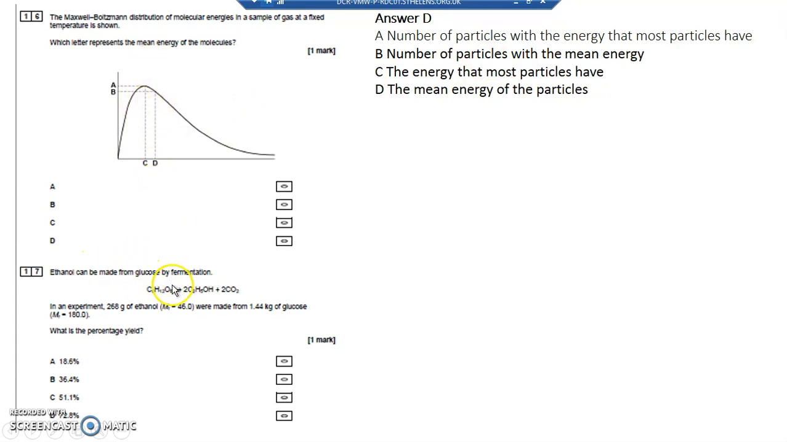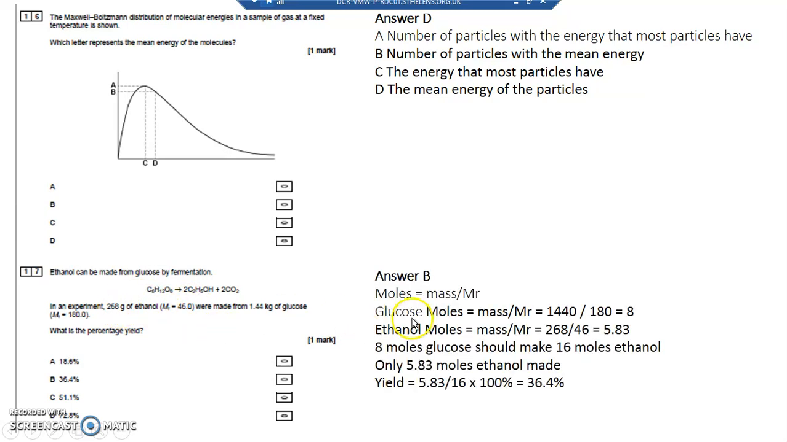Ethanol can be made by glucose fermentation. I've been given a mass and an MR of each, so I need to work out number of moles of each. Moles is mass divided by MR. So for moles of glucose is mass divided by MR. Mass of glucose, I need to convert kilograms into grams first of all, because mass is in grams.